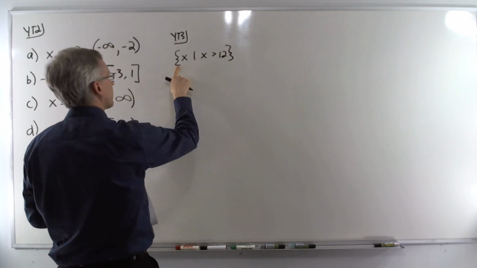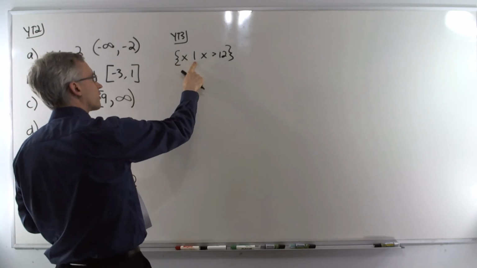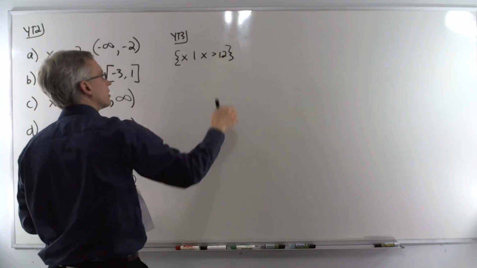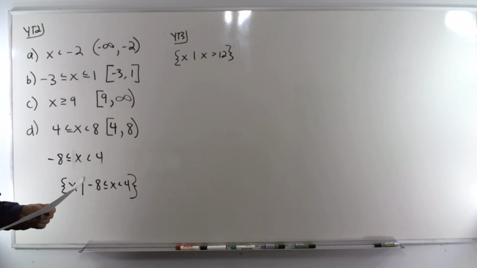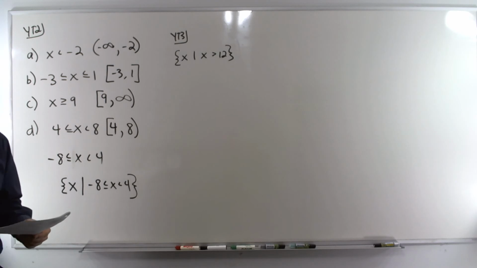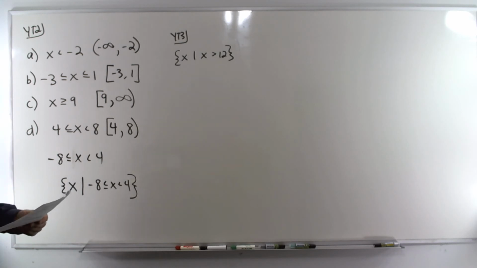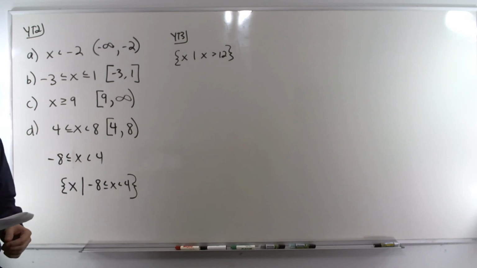All right, so we got our curly brace, our variable, vertical line, x greater than 12, close the brace. So a lot of math is just getting used to notation, so make sure you're familiar with all these different ways of writing intervals.